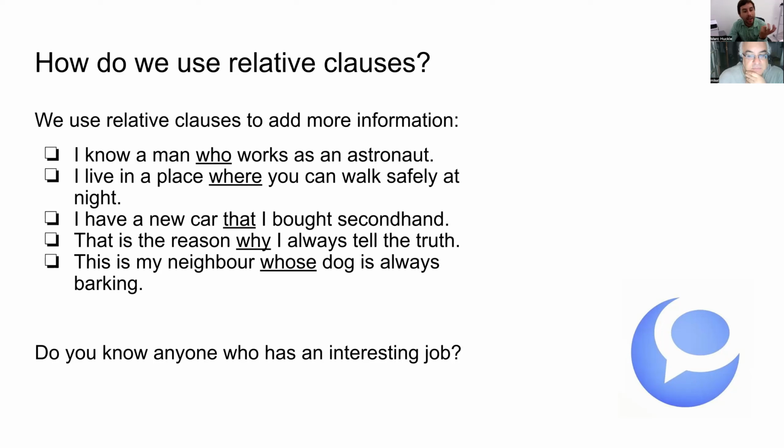Now, I have a new car that I bought secondhand. I could say I have a new car which I bought secondhand. Now, for a reason, that is the reason why I always tell the truth. And then we have whose for possession. This is my neighbor whose dog is always barking. We use it to join two phrases together, basically, to add information.